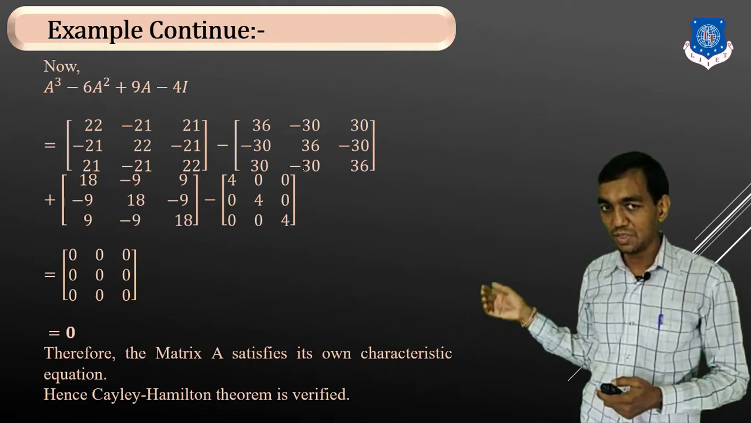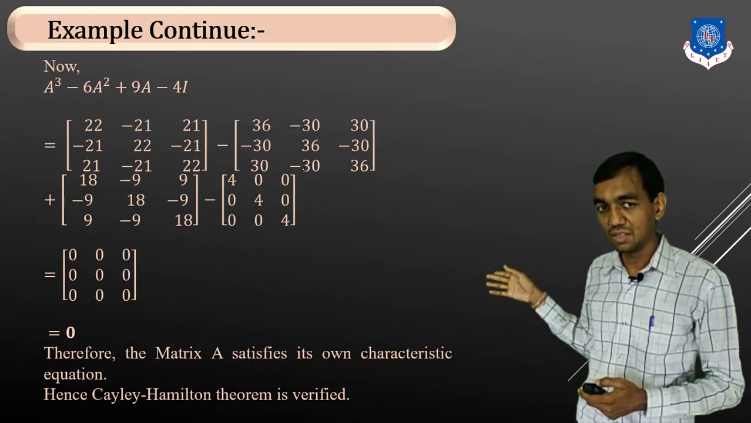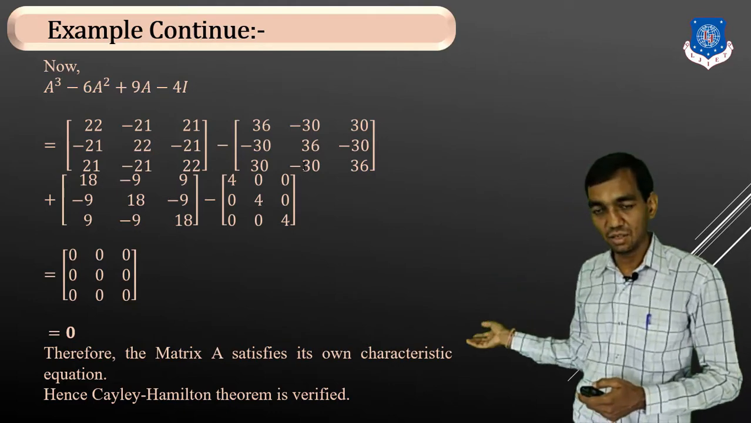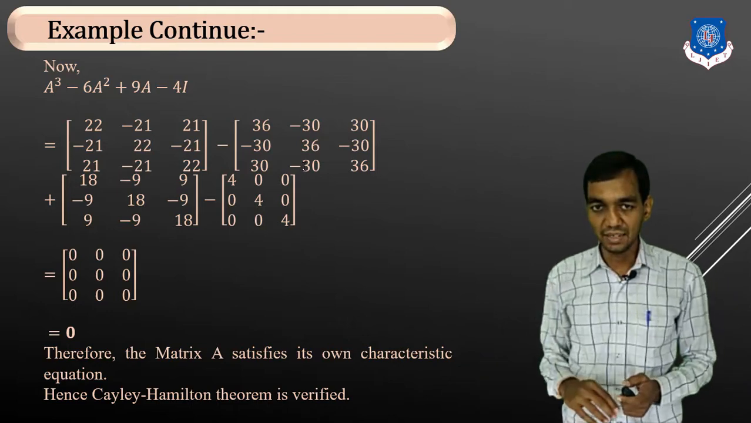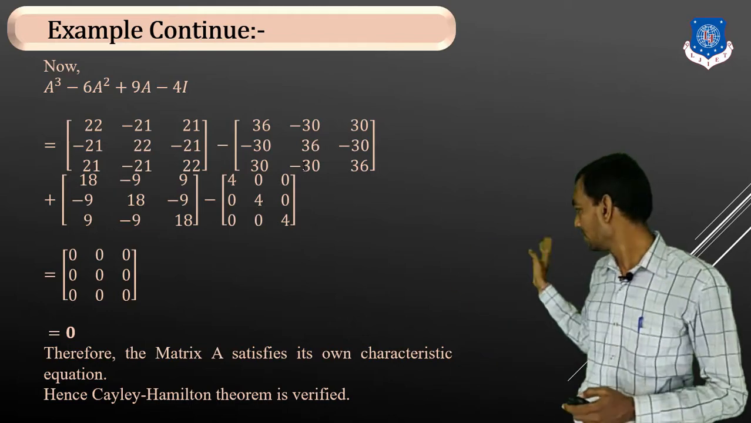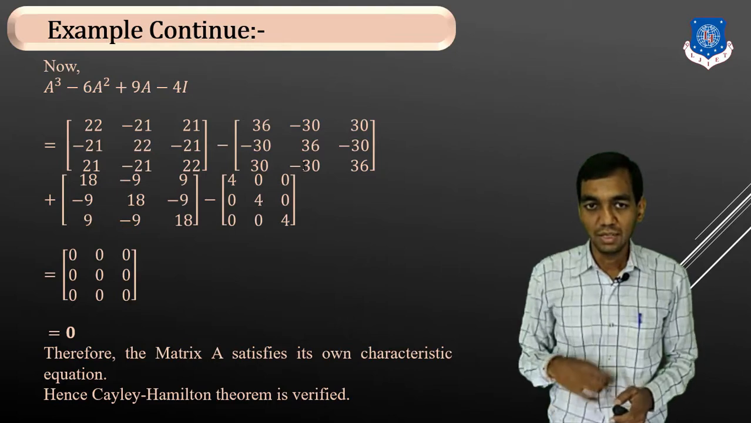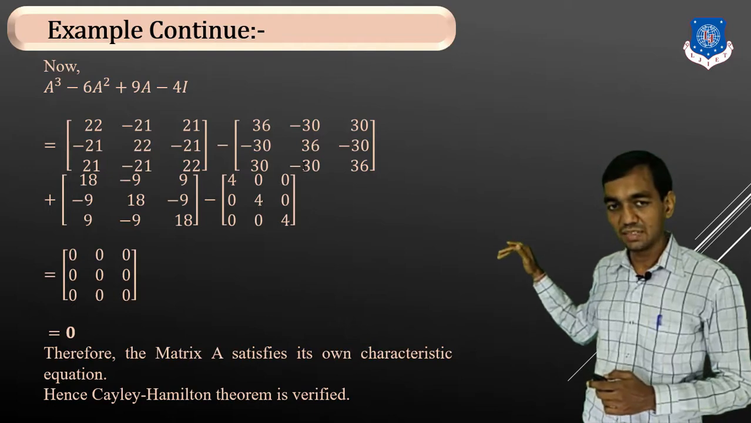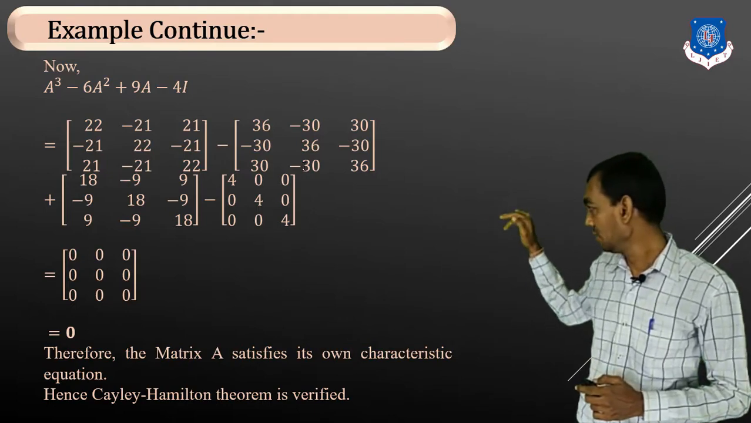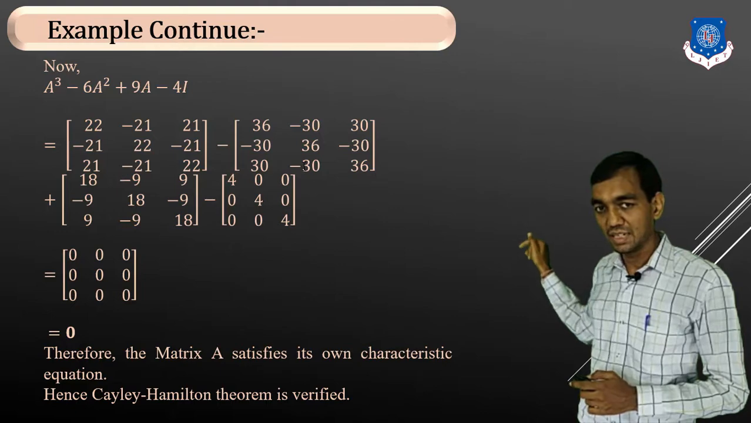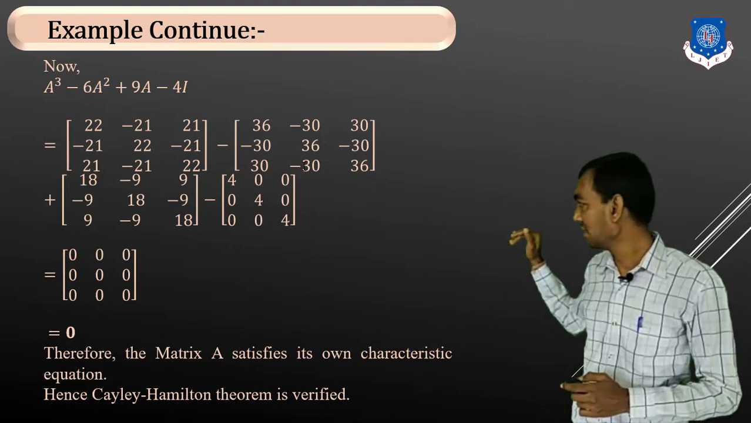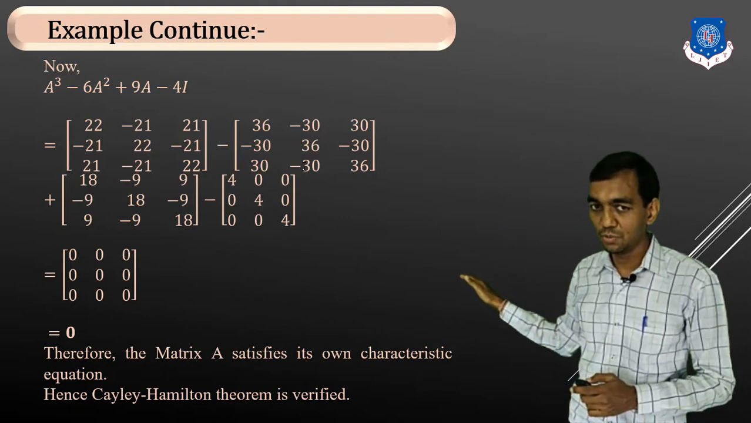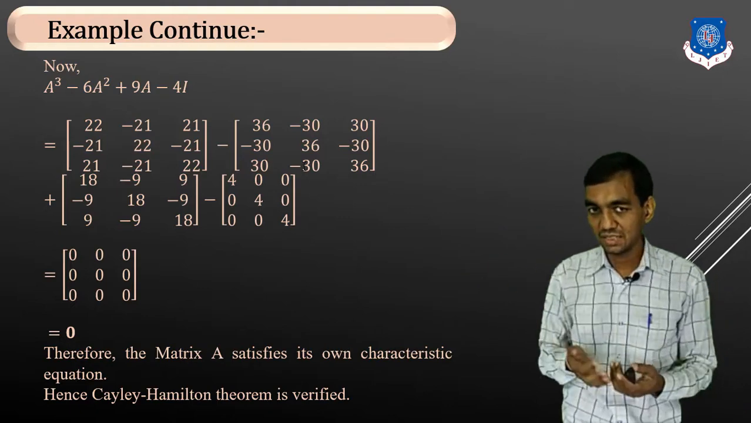Plus 9 into A, that means multiplying matrix A by 9, that will give you 18, minus 9, 9. Second row is minus 9, 18, minus 9, and the third row will be 9, minus 9, 18. And 4 into I, that will be 4, 0, 0; 0, 4, 0; 0, 0, 4. Now see, if you check, we start with the first element. So 22 minus 36 plus 18 minus 4. That means 22 minus 36 will be minus 14. Minus 14 plus 18 will be 4, minus 4. So the first entry is 0.